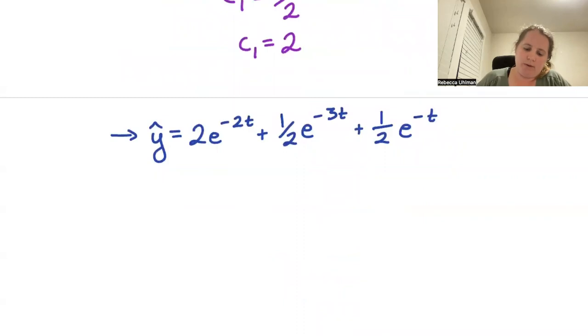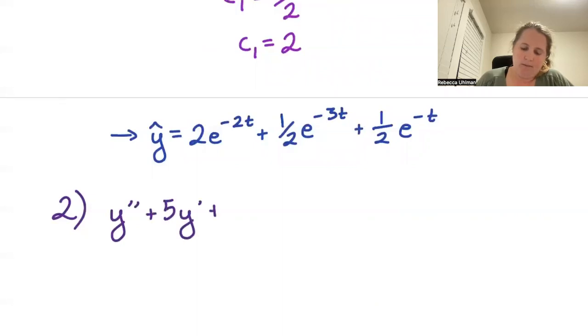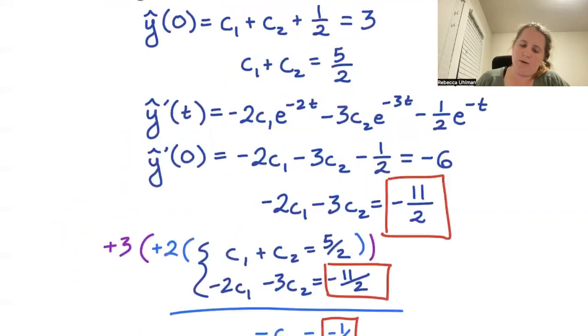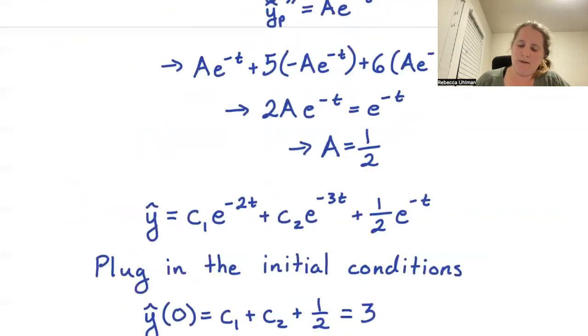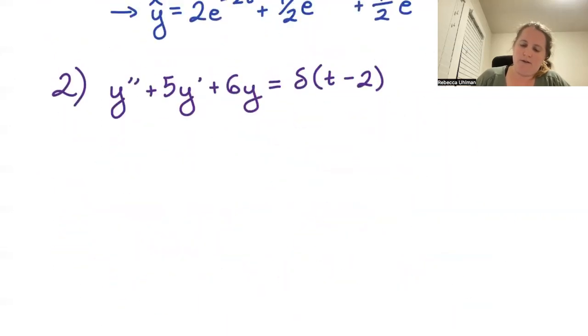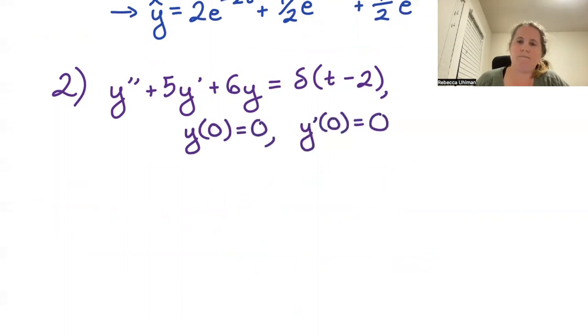The second problem that we were supposed to solve, second IVP, was y double prime plus 5y prime plus 6y is equal to delta of t minus 2, if I remember correctly. I apologize for the scrolling. Yes, delta of t minus 2. This one, our initial conditions are just y of 0 equals 0 and y prime of 0 equals 0. And we know that this has solution.